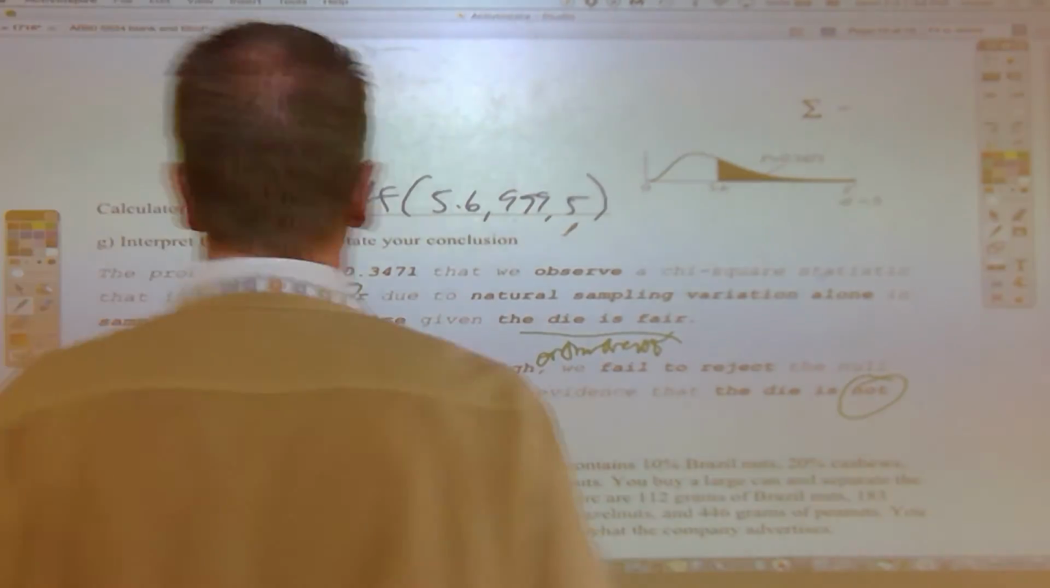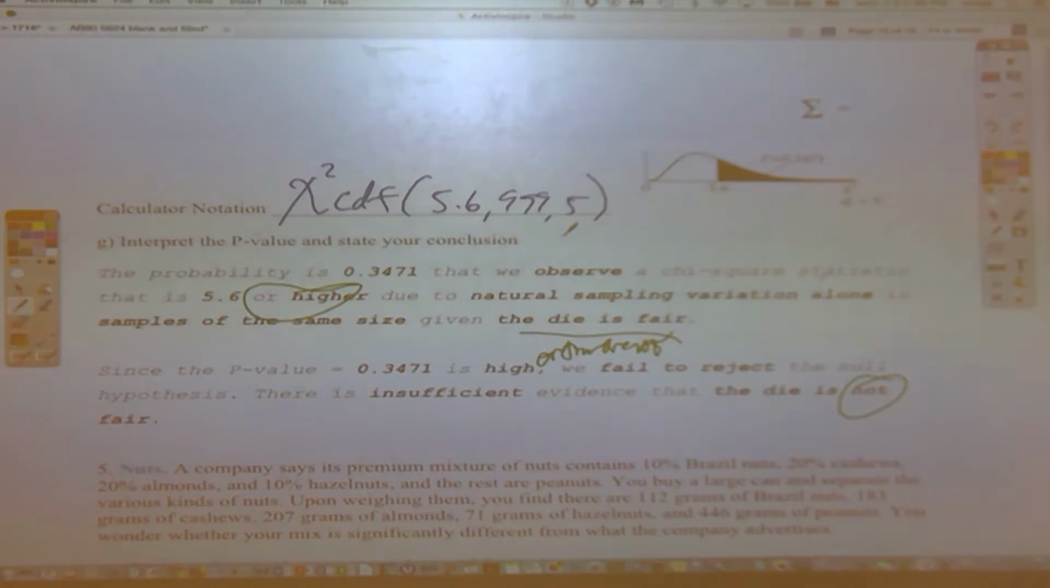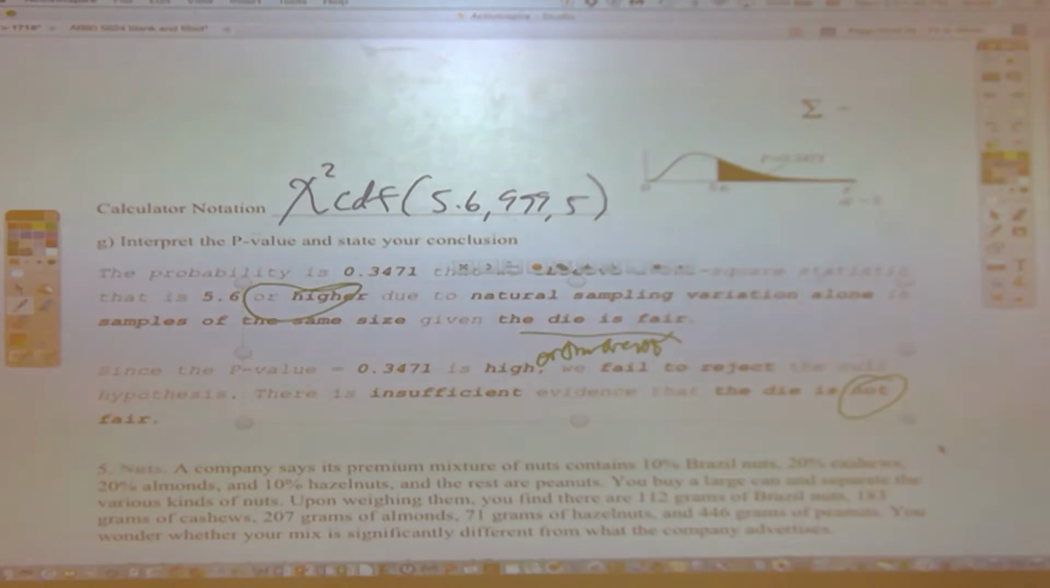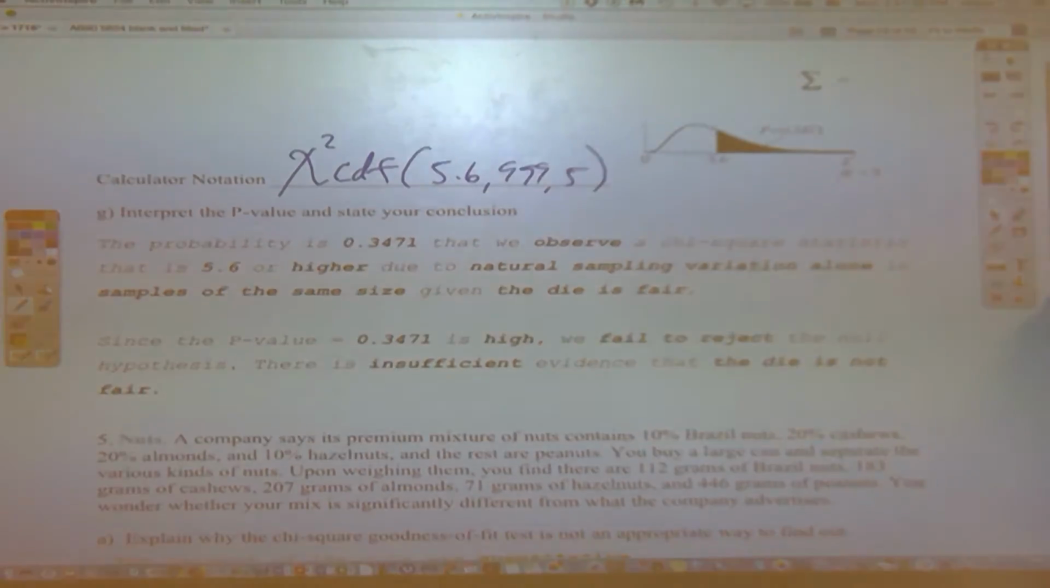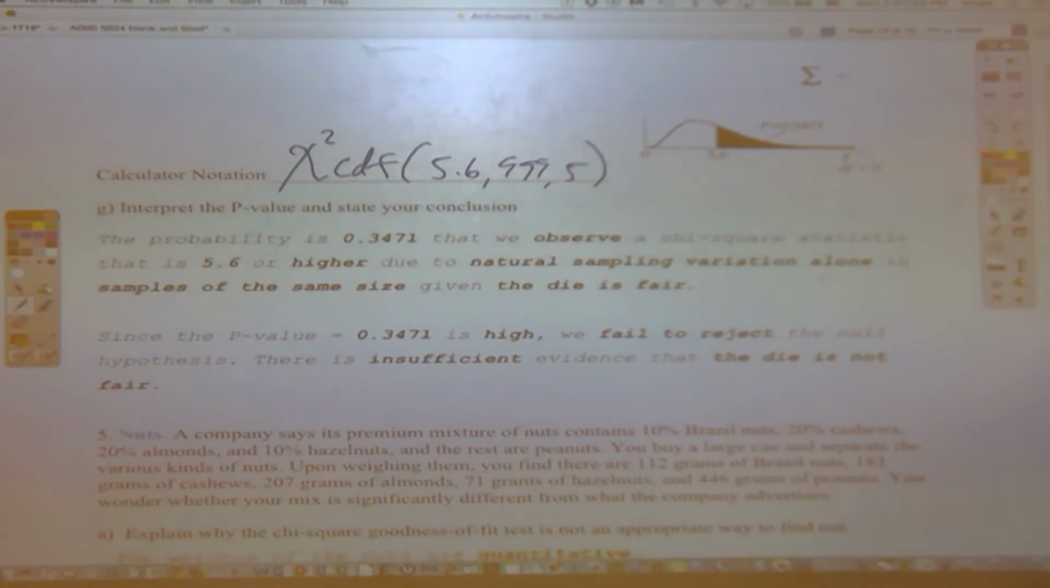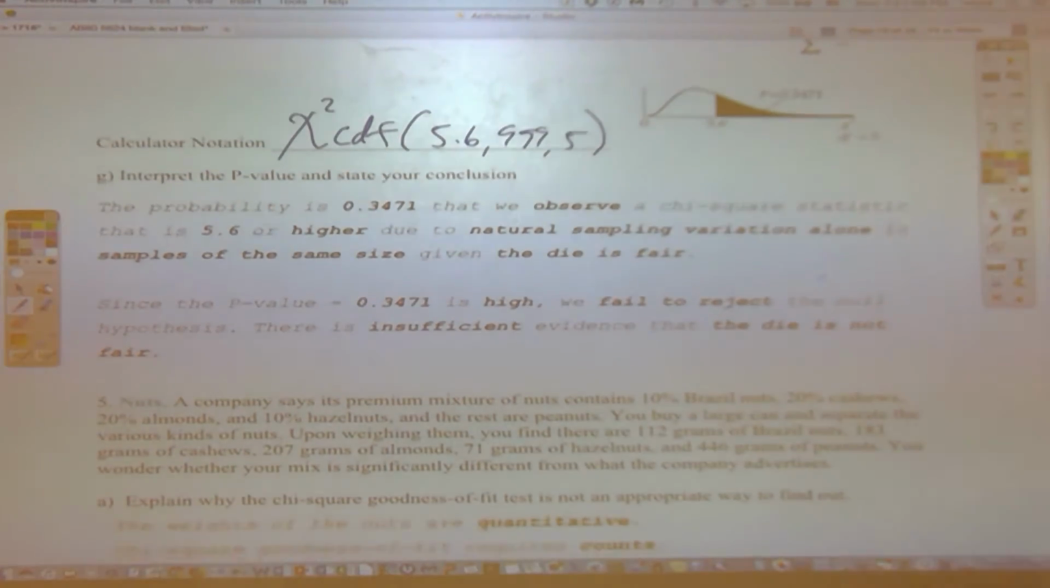So in terms of the p-value, the probability is 0.3471 that we observe a chi-squared test statistic that's 5.6 or higher due to natural sampling variation alone in samples of the same size, given that the die is fair. Here we do talk about sampling because when you roll the die 60 times, that's a sample. Since the p-value of 0.3471 is high, we fail to reject the null hypothesis. There's insufficient evidence that the die is not fair.